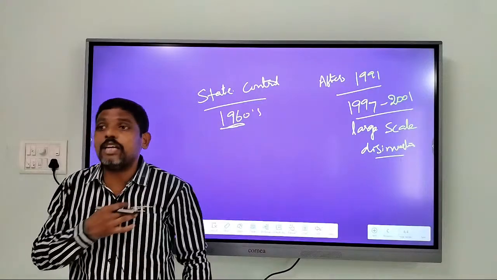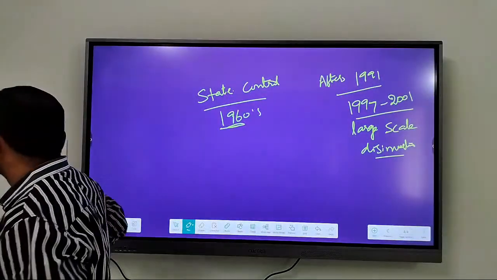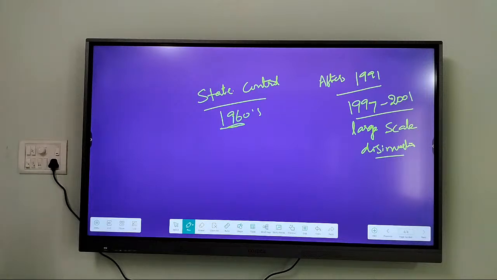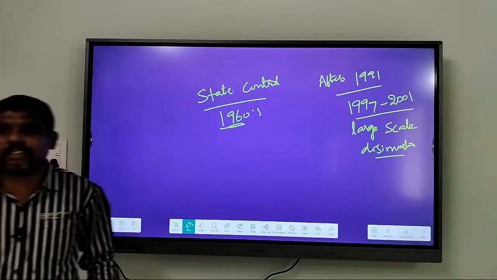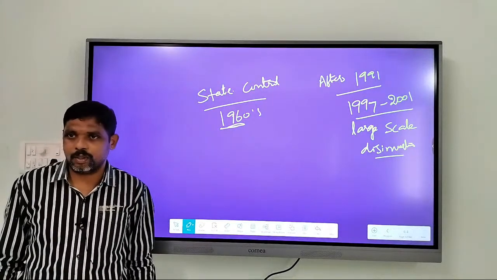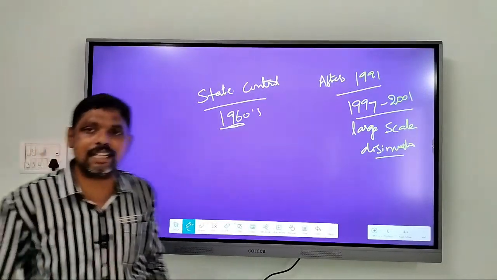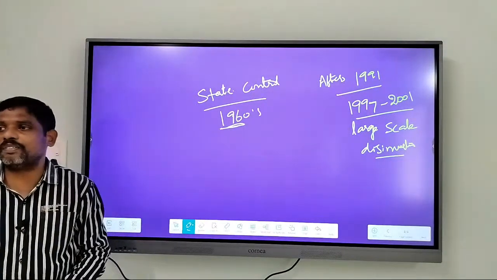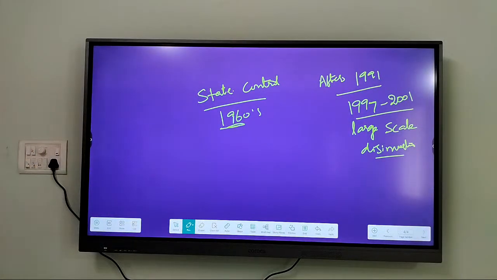Now, how far is it right to say that there is still relevance of socialism? Do you think that socialism has relevance even today? In the era of liberalization, in the era of privatization, do you think that this socialistic philosophy has an importance? How do you justify that there is a relevance of socialism?